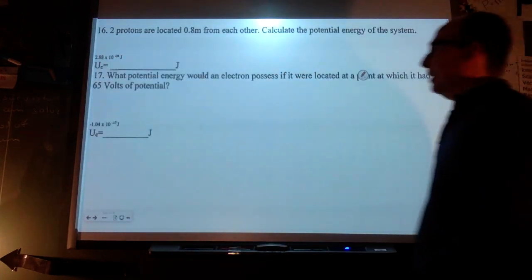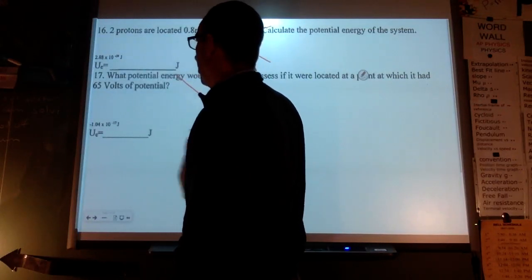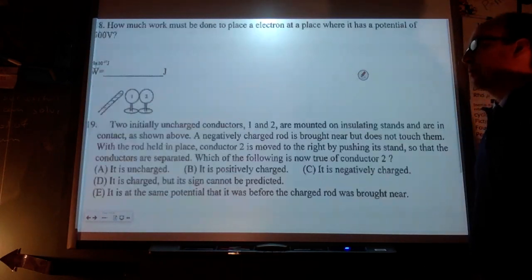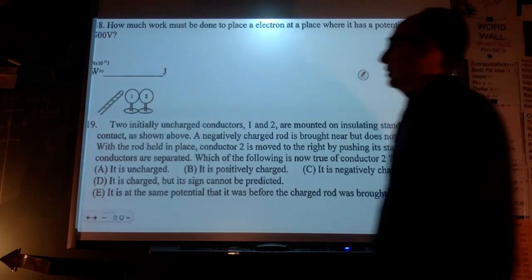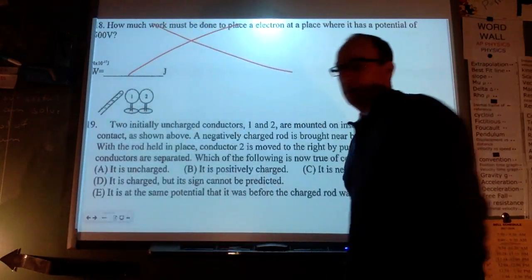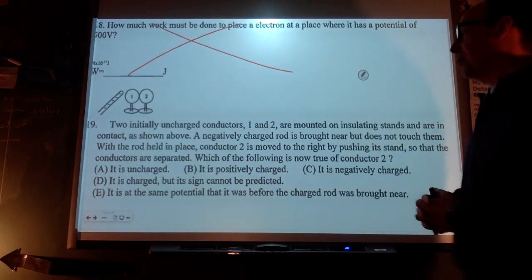All right, so we're not going to do potential energy or work in this section. We're going to include that when we do potential energy and work in the other one. We do have a couple conceptual questions on here besides the charged ones.